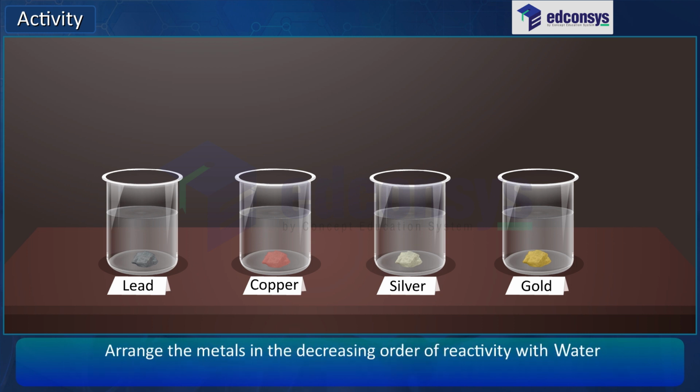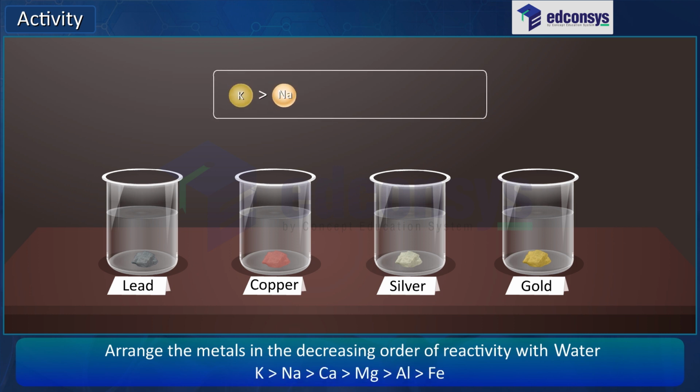Arrange the metals in the decreasing order of reactivity with water. K > Na > Ca > Mg > Al > Fe.